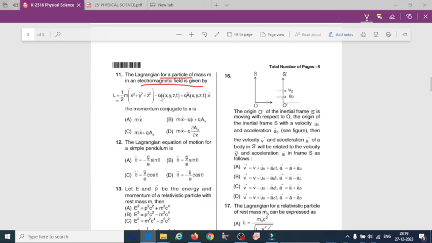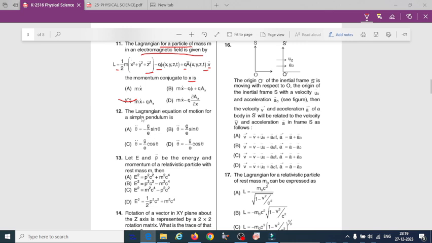If it is in electromagnetic field, then charge is important here. Q phi as a function of x, y, z, comma t, and Q vector A potential, that is as a function of all the three coordinates, into v, potential energy. So this is kinetic energy and this term acts as a potential energy. So the momentum conjugate to x is, so using this formula we can calculate the conjugate momentum. The answer for this question is m x dot plus q A x.